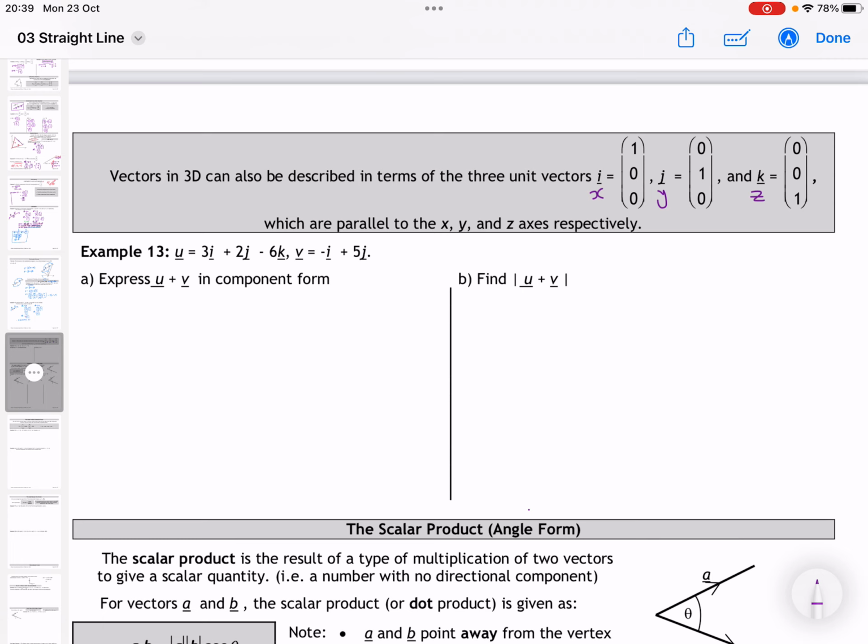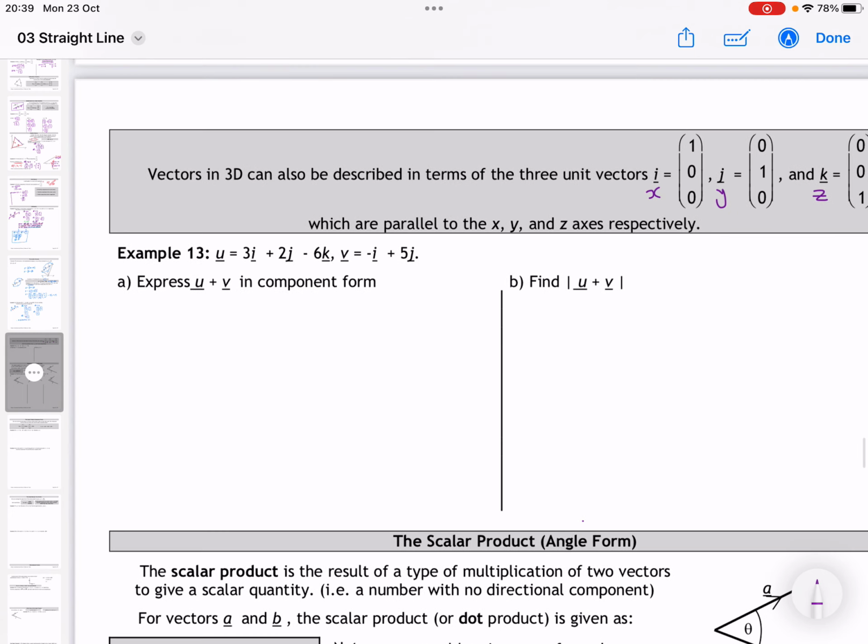So it says express vector u plus v. So u is 3i plus 2j minus 6k. The coefficients of each of the letters represent the components. So that means that u has the components 3, 2, minus 6. v has the components, now minus i means minus 1. Then it's 5j, and there's no k on there, so there's 0k. So it's minus 1, 5, and 0 for vector v.